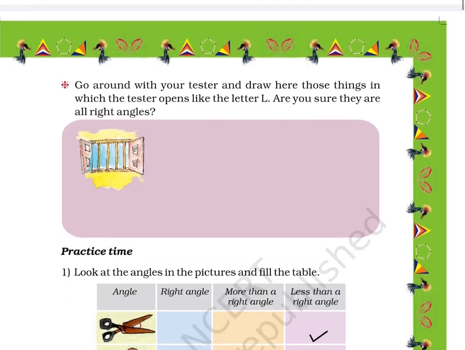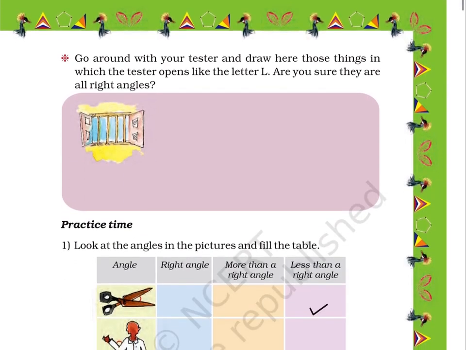Page 21. Go around with your tester and draw here those things in which the tester opens like the letter L. Are you sure they are all right angles? There is a box given below this question with a picture of an open window and a lot of blank space around for your answers.